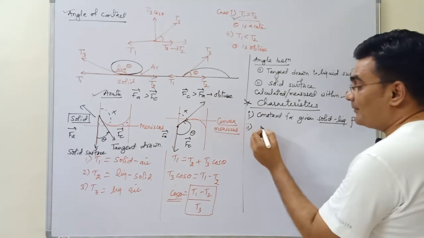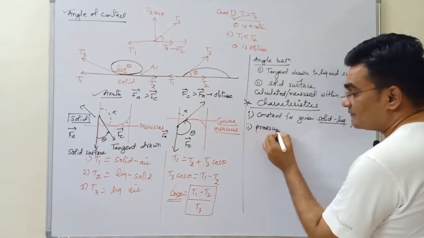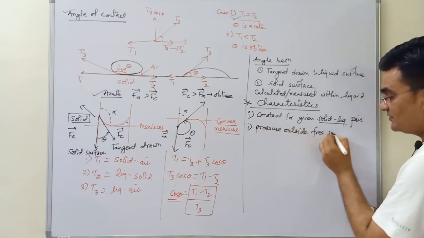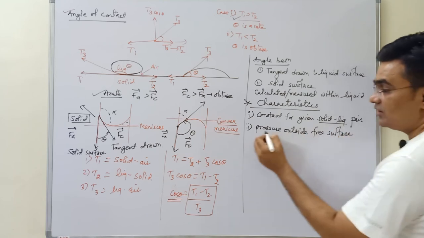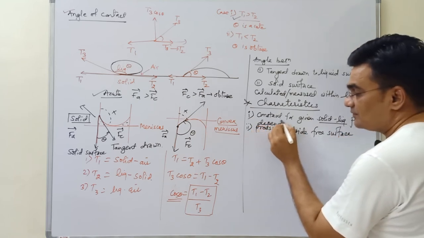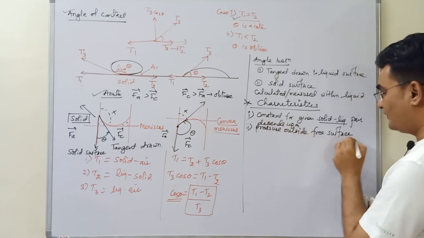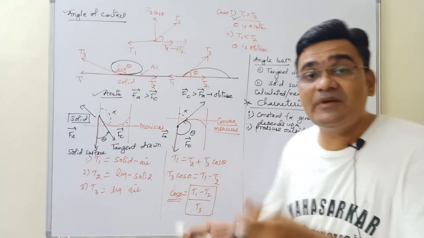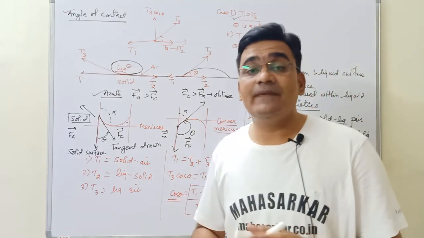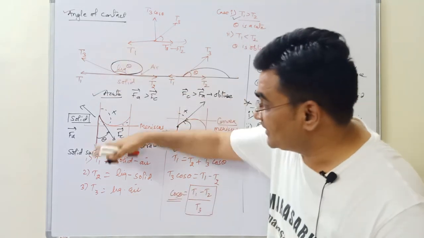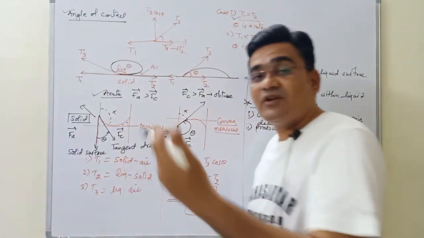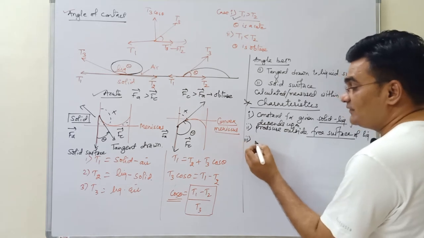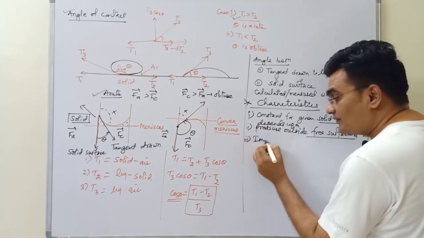Second, it depends upon the pressure outside the free surface of the liquid. Whatever the pressure outside the free surface, on that basis the angle of contact will change. If atmospheric pressure is large, then it will suppress, and a concave or convex surface will be formed as per the pressure. The third important term on which it depends is the impurities.